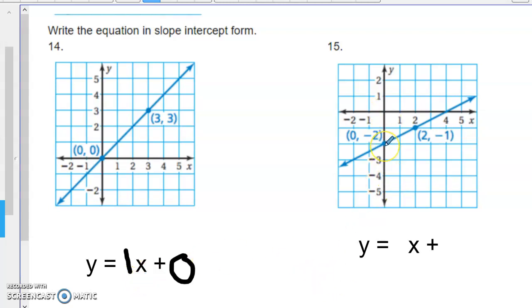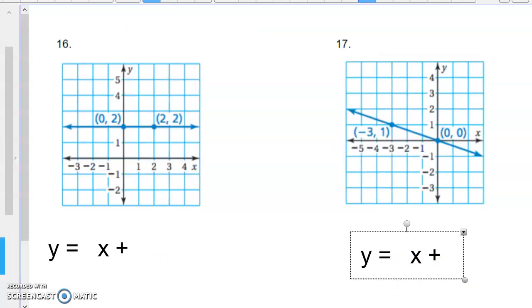Question 15, it crosses the y-axis here at -2, so my y-intercept would be -2. My slope would be up 1 over 2, which means the slope would be 1/2. So y equals 1/2 x plus a -2, or I could write that as 1/2 x minus 2. It would mean the exact same thing.